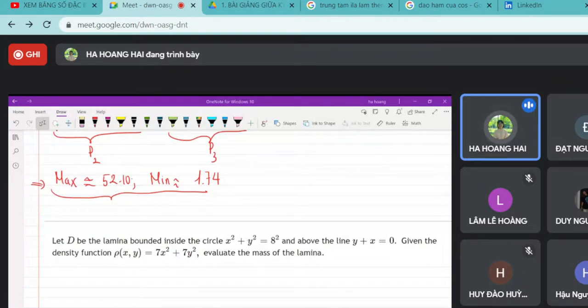Okay, so what is the mass of the laminar? We have just learned it yesterday, right? How can we find the mass of the laminar when the region D is bounded by a circle, inside the circle and above the line?